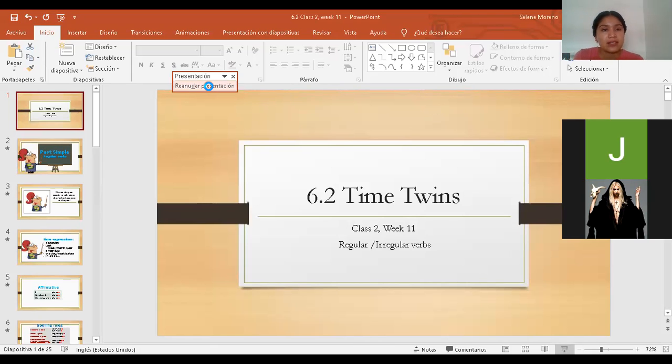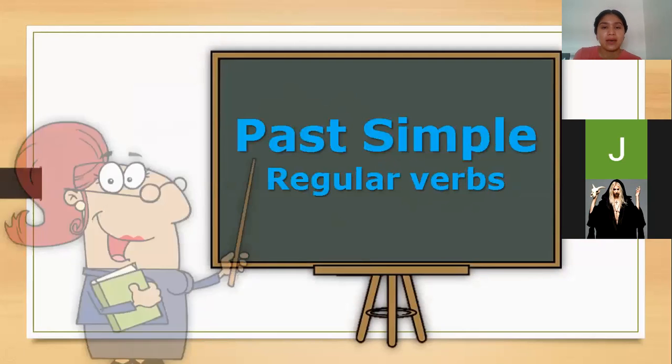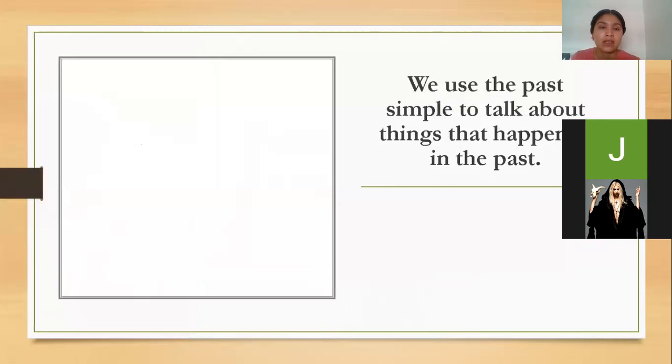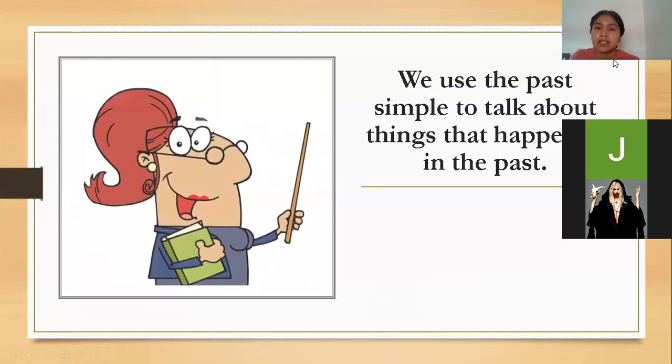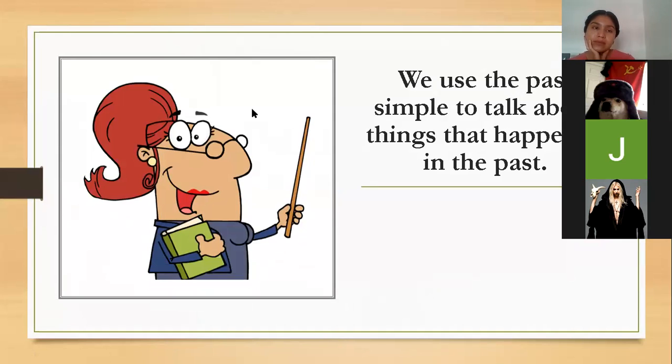And as I was saying, we're gonna have the explanation of the past simple with regular and irregular verbs. Okay, so what do we use the simple past for? Daniel, can you help me to read this, please? We use the past simple to talk about things that happened in the past.